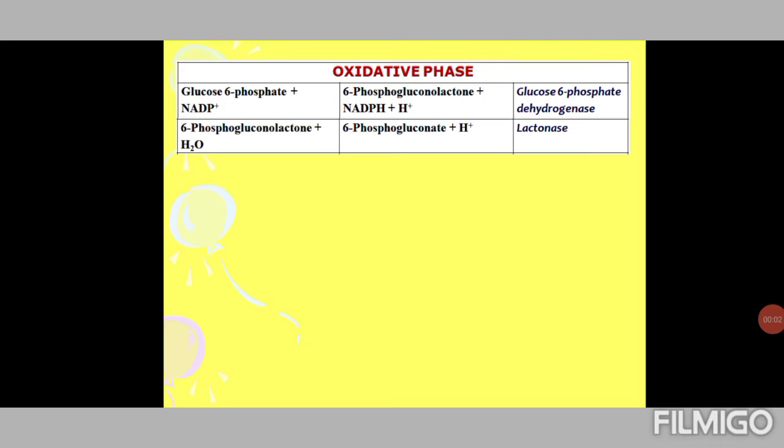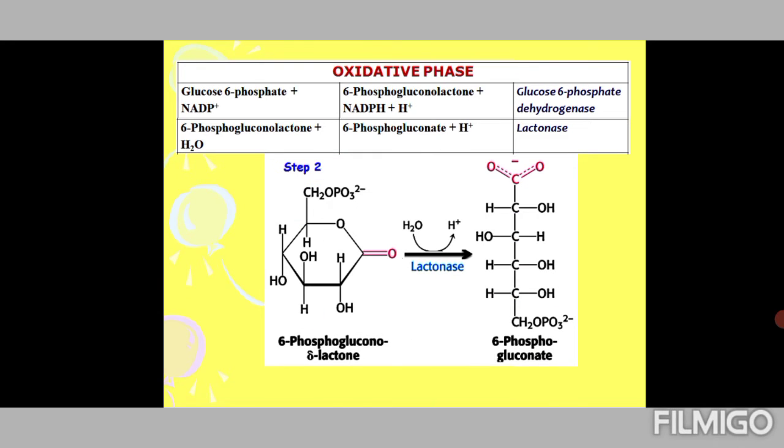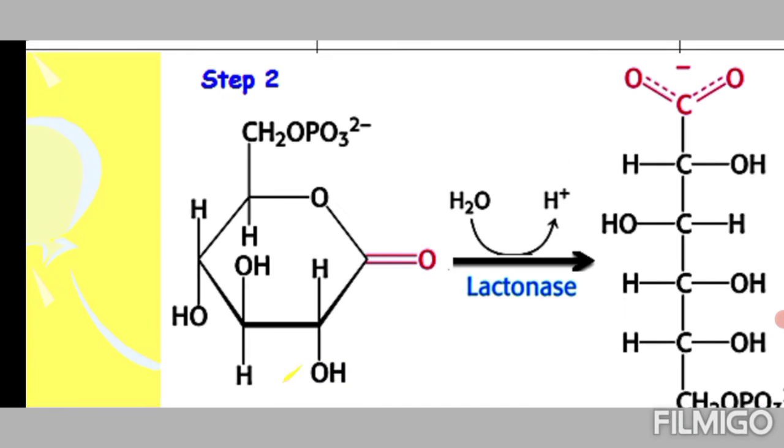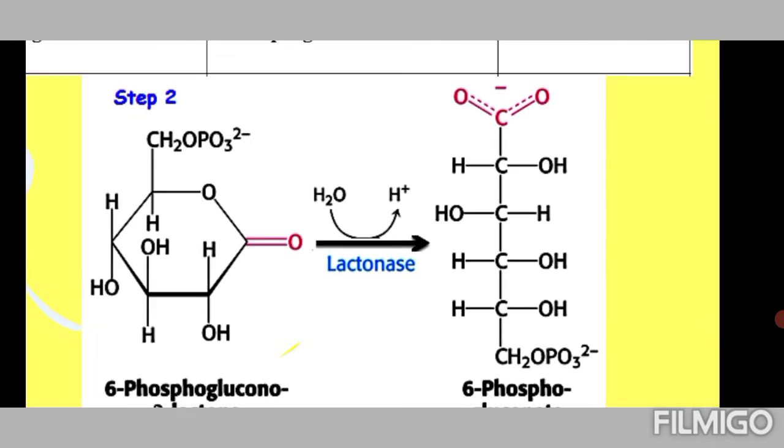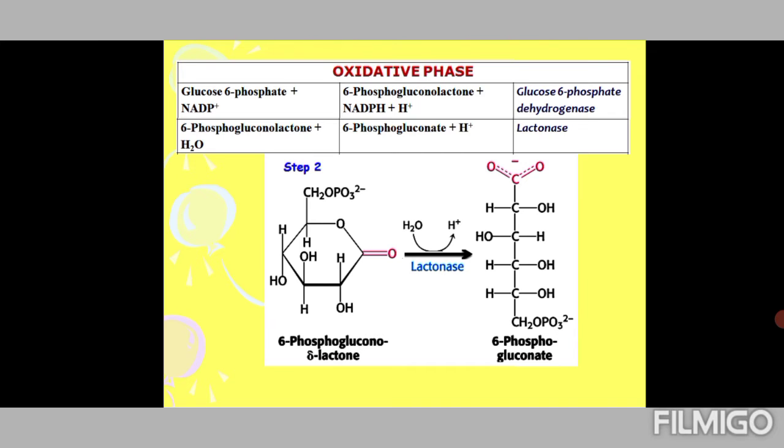Now the second step: 6-phosphogluconolactone gets converted to 6-phosphogluconate with the help of the enzyme lactonase, which is a hydrolytic process. As you can see here, it involves hydrolysis, and this actually involves the opening of the cyclic structure or the ring structure of glucose here. So this is what happens, as the molecule gets prepared for the decarboxylation reaction, which has to take place as the next step.